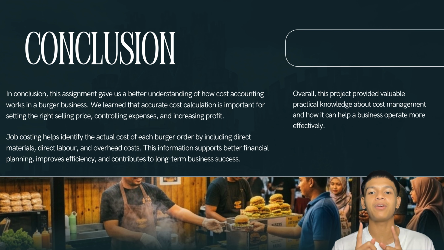We learned that accurate cost calculation is important for setting the right selling price, controlling expenses, and increasing profit. Job costing helps identify the actual cost of each burger order by including direct materials, direct labor, and overhead costs. This information supports better financial planning, improves efficiency, and contributes to long-term business success. Overall, this project provided valuable practical knowledge about cost management and how it can help businesses operate more effectively.